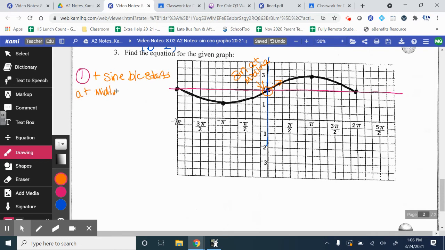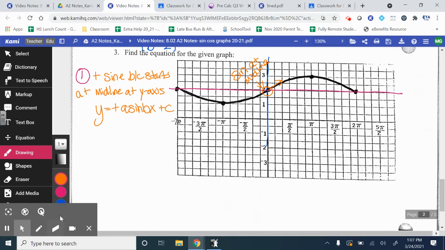And you don't have to write this out every time. I'm just doing that for your notes, to drill it home for you. So we know this is going to be y equals positive A sine bx plus c. Now we're going to find your A, your B, and your C. All right, pause your video and find A.